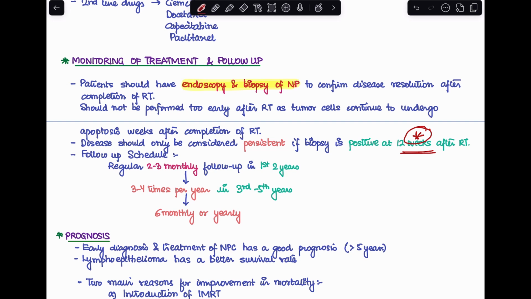What is the follow up schedule that we usually follow? Usually, for the first 2 years, we do a regular 2 to 3 monthly follow up. And then from the third to the fifth year, we see the patient about 3 to 4 times in a year. And after that, we make it a 6 monthly or a yearly checkup. So that's how we follow up the patient after treatment.